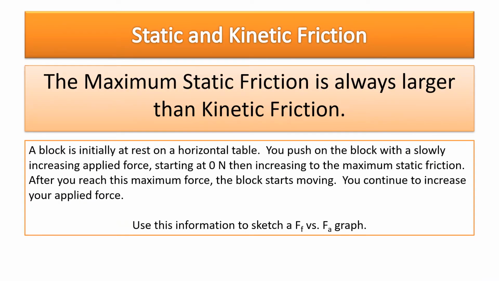So the maximum static friction is always larger than the kinetic friction. Think about moving a table, right? You could do this with the table in front of you, but in this situation it says a block is initially at rest on a horizontal table. You push on the block with a slowly increasing applied force, starting at 0 newtons, then increasing to the maximum static friction. After you reach this maximum force, the block starts moving. You continue to increase your applied force. Use this information to sketch a F_F versus F_A graph. So we are increasing the applied force after we start moving.